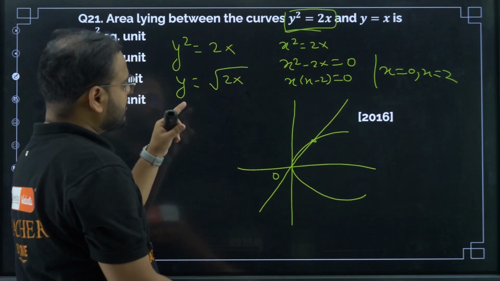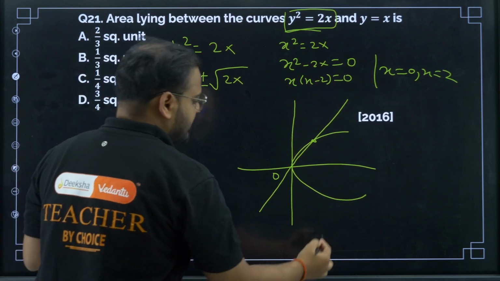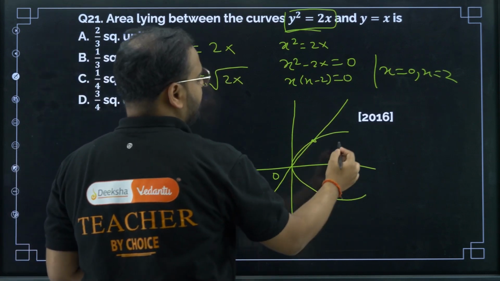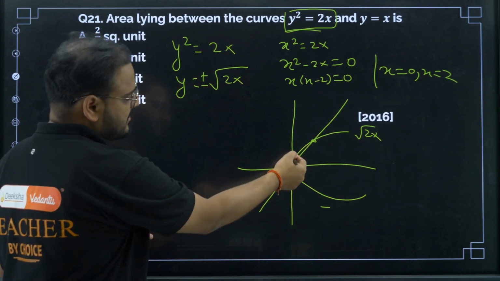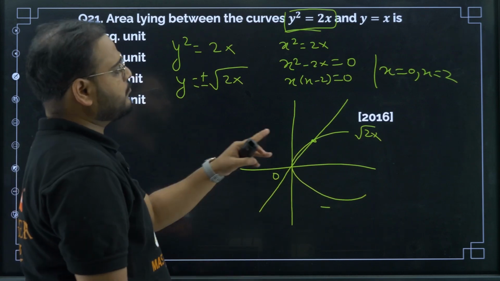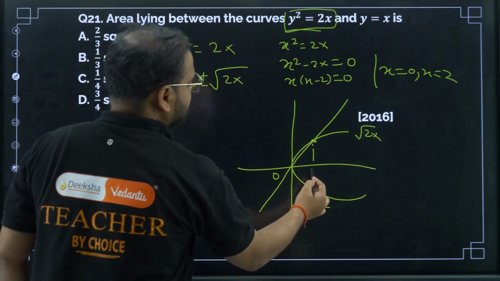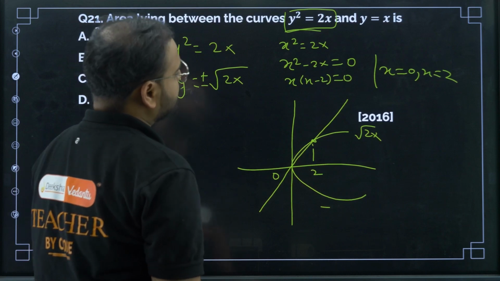This is a function. Positive and negative both will come. This is the negative end, this is the positive end. So for this I'll take what function? Root 2x. So integrate root 2x minus the line x from where to where? From 0 to 2. This point is 2. Okay.